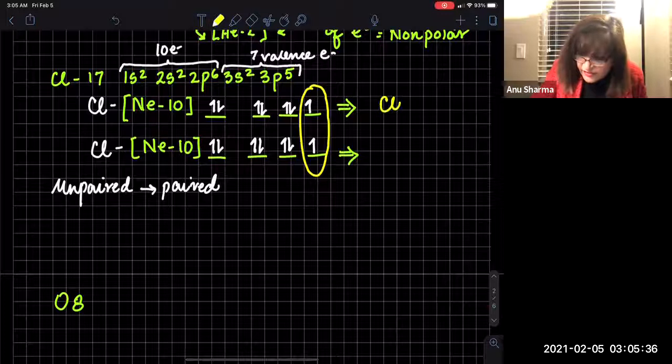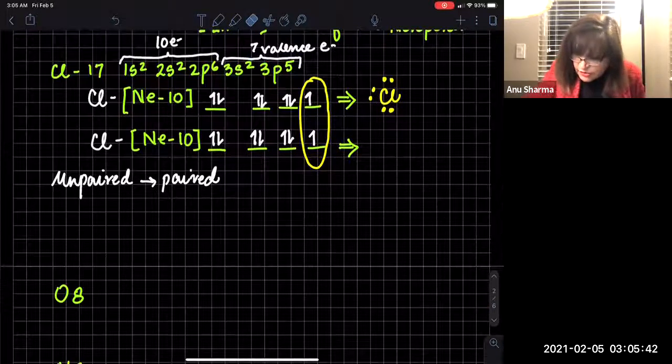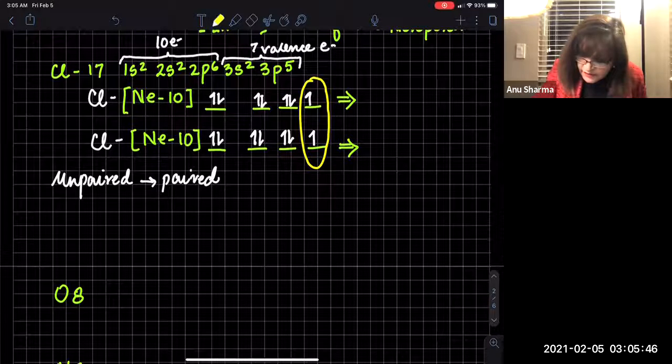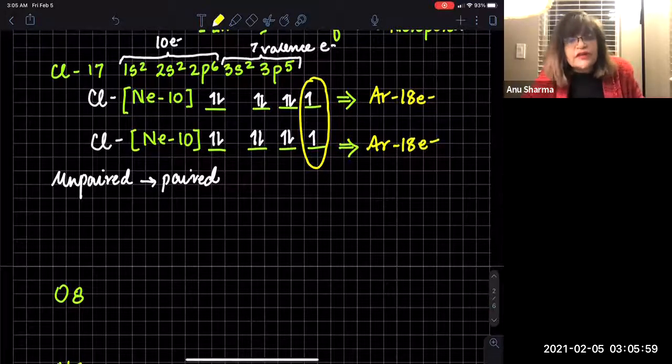So here is the chlorine with its one electron. Each of the chlorines internally looks like argon. Argon has 18 electrons, and that's the noble gas configuration. So internally, it wants to look like the nearest noble gas, and that's what it looks like by sharing.